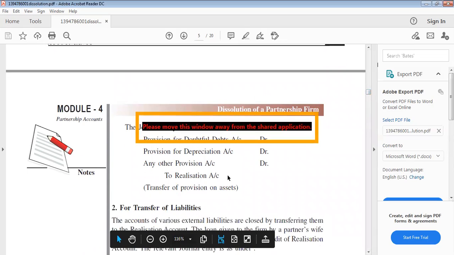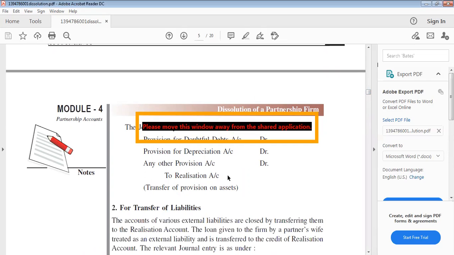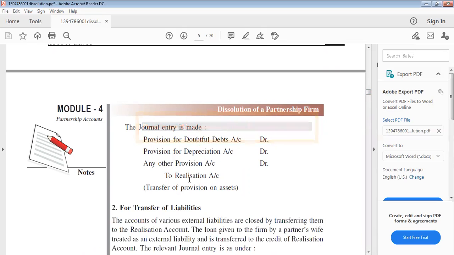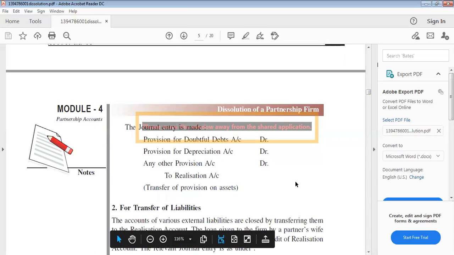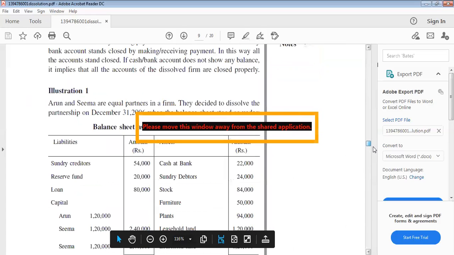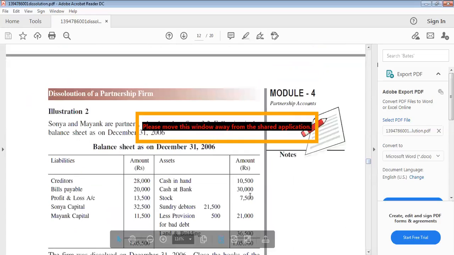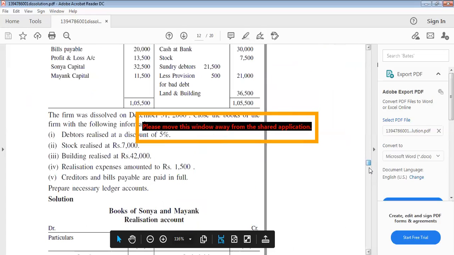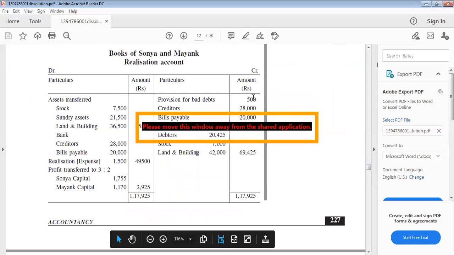So in this case now, you debit provision for doubtful debts, any depreciation, whatever it may be, and then what? Credit realization account with the figure. That's the reason why now you have the 500 under the credit side in the realization account beside provision for bad debts.